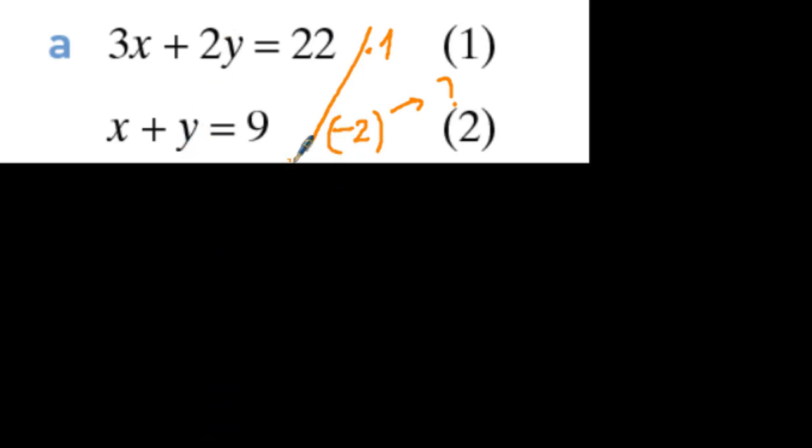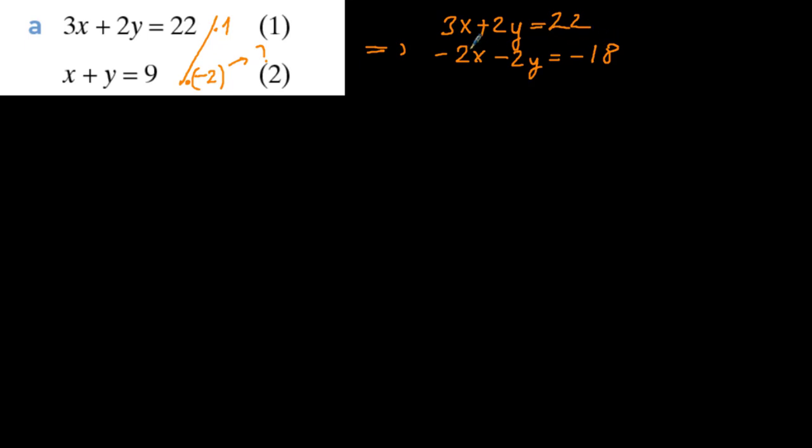easily here. And when I multiply the first equation by 1, which means nothing to do, 3x plus 2y is equal to 22, and x plus y is equal to 9, I'm going to multiply by minus 2. Here I have to write times also. Minus 2x minus 2y is equal to minus 18.